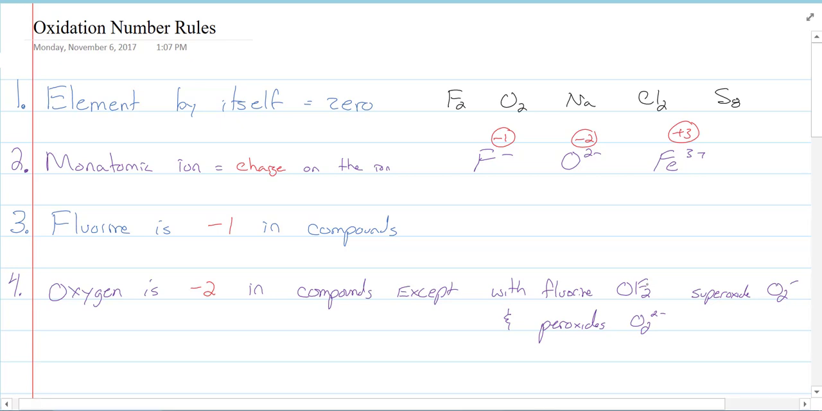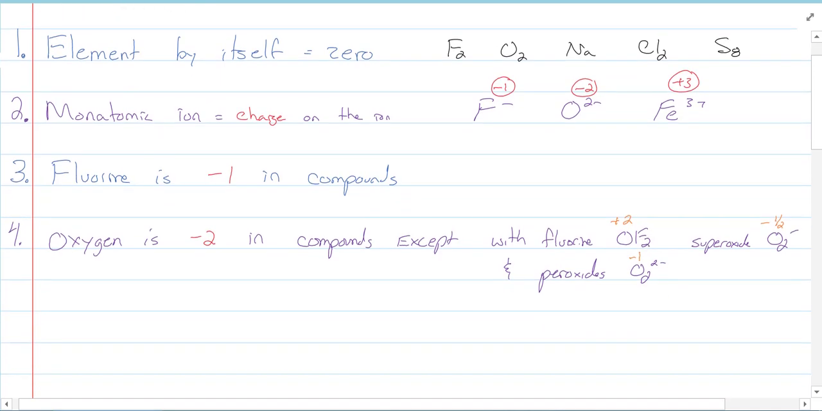So fluorine with oxygen, oxygen is going to be +2. For superoxide, it's going to be -1/2, and for peroxide, it's going to be -1. And what do you mean by -1/2? It's a great question. Let's look at that.